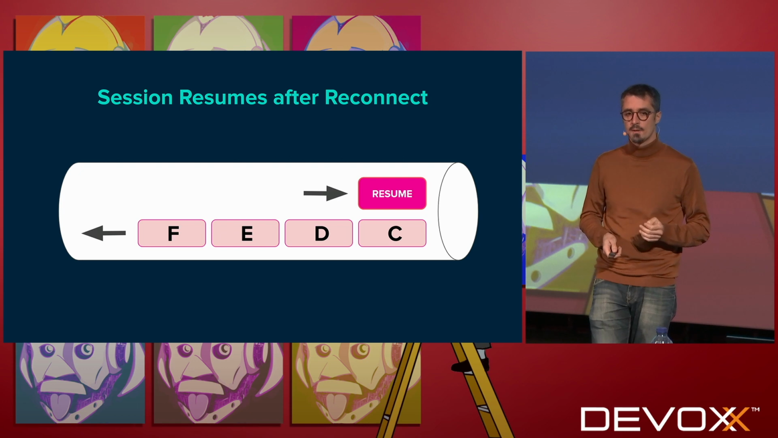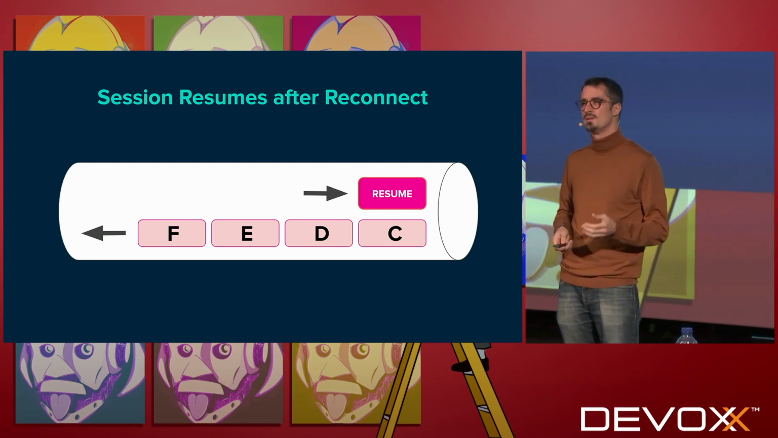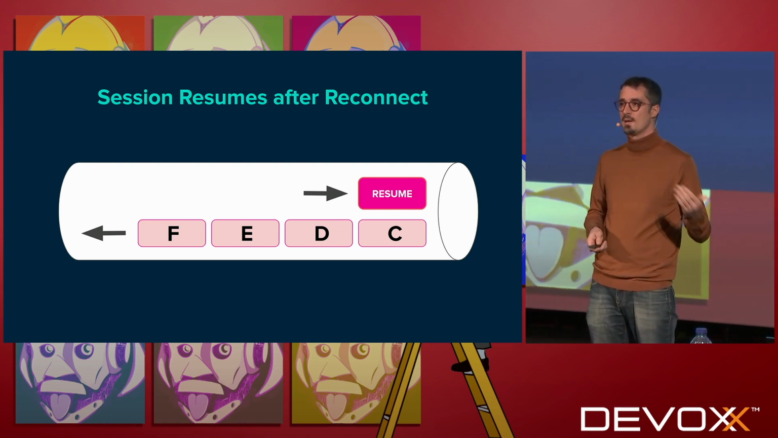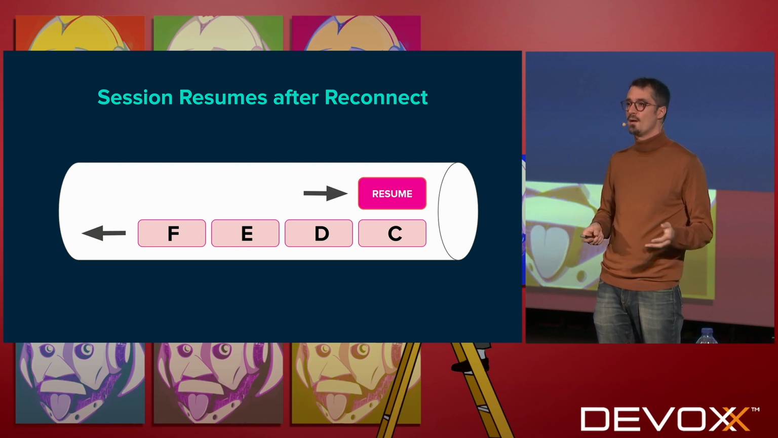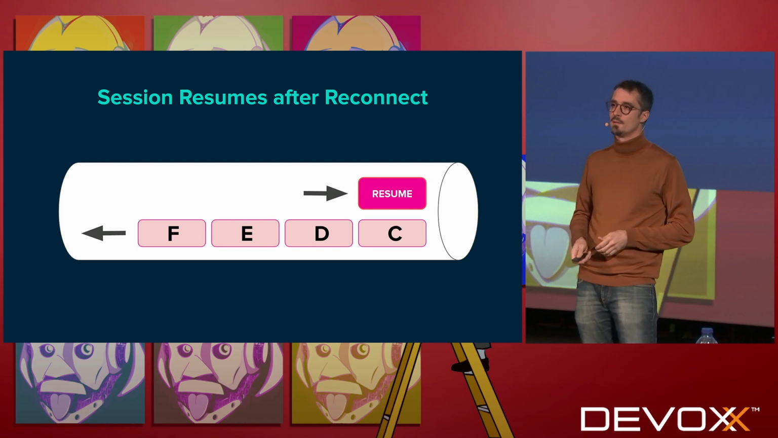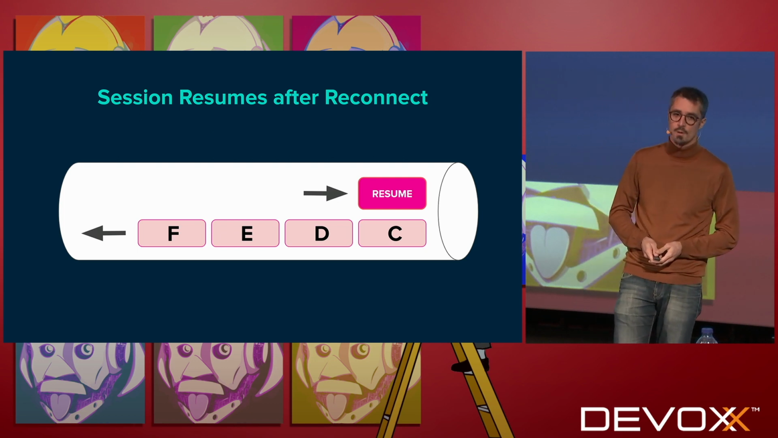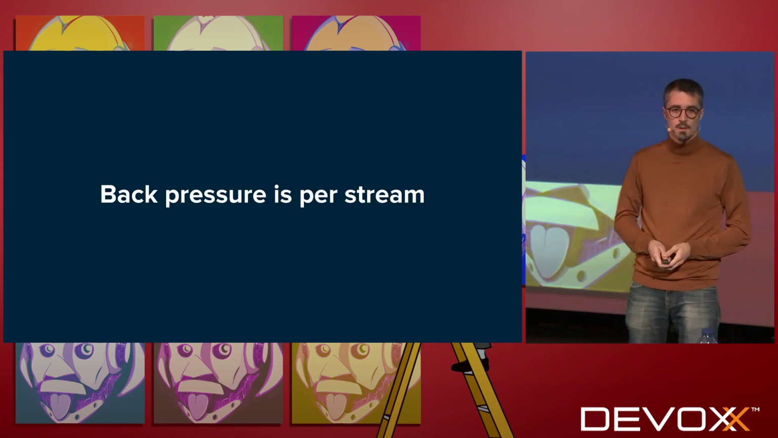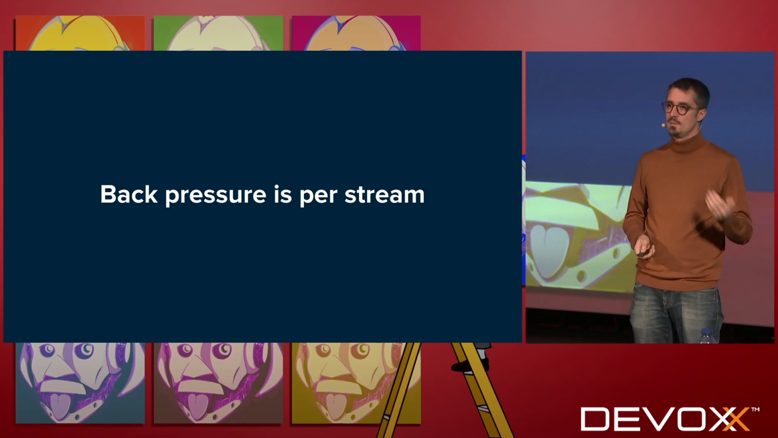It requires some state management on the server side, but not a lot because, again, with back pressure, we don't have to have a huge buffer to store everything. So that's a very good fit with the back pressure management at network level. The back pressure is per stream by default.